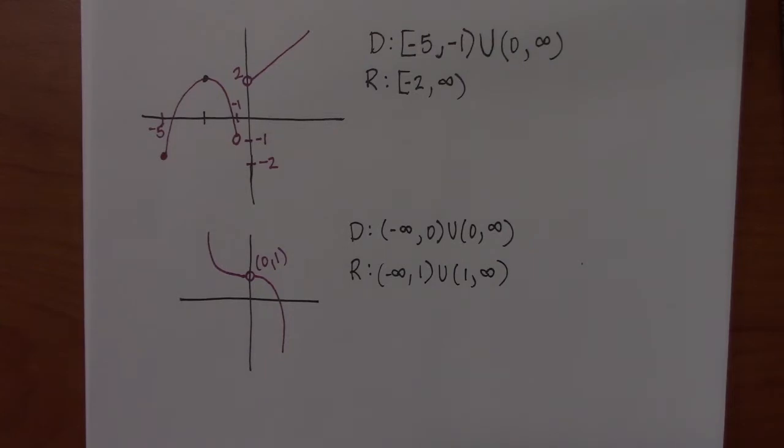But if that was a filled circle, it would just be all reals. So if you just had the graph of a line, no breaks, no holes, no nothing, the domain is all reals, the range is all reals, because it goes from negative infinity to positive infinity in both directions.